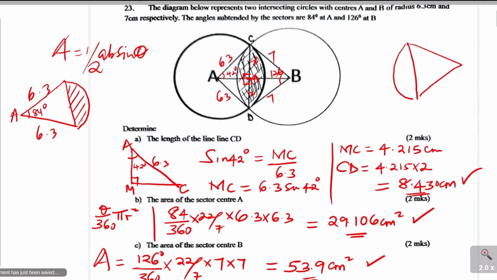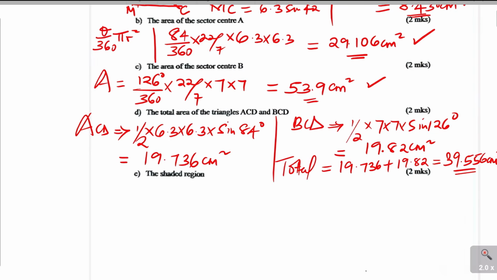So on the other side, you shall do the same. This is 7, this is 7. So the shaded area is there. So to get the shaded area, you get the area of the sector, subtract the area of the triangle. Now, since we have already calculated the total area of the two sectors with center A and with center B, we now get the total area of the sectors.